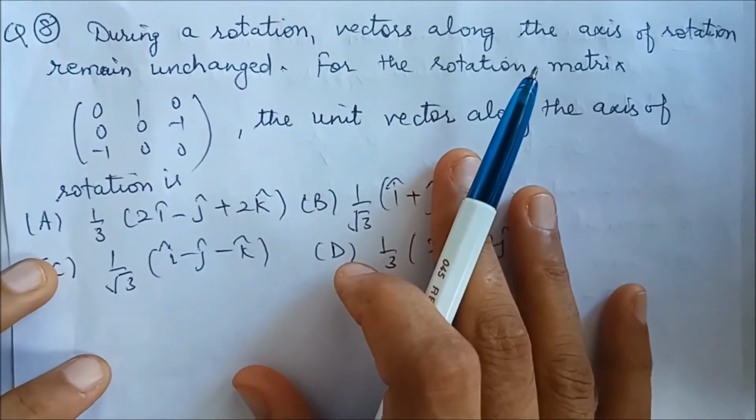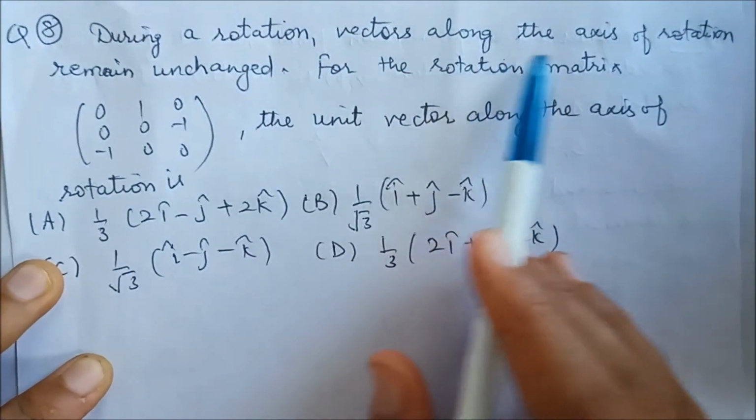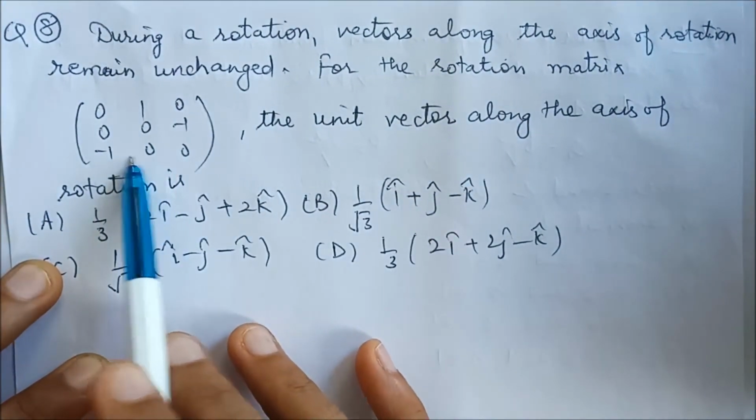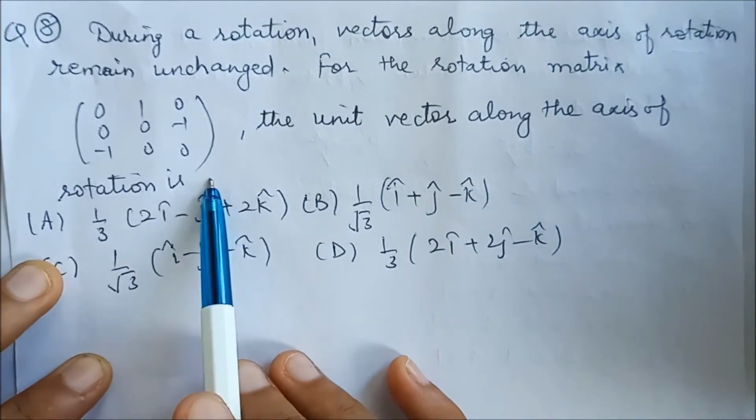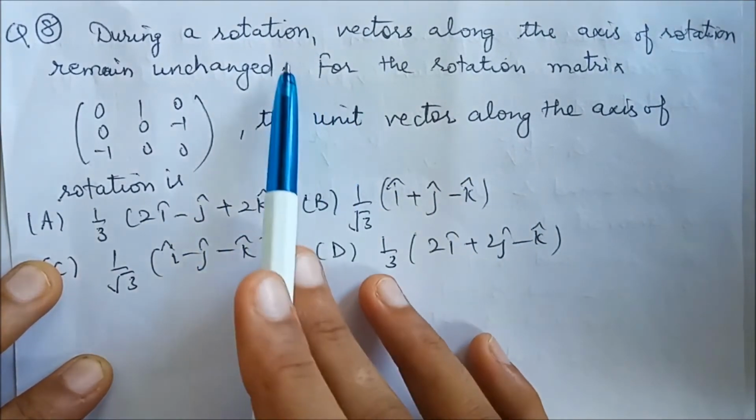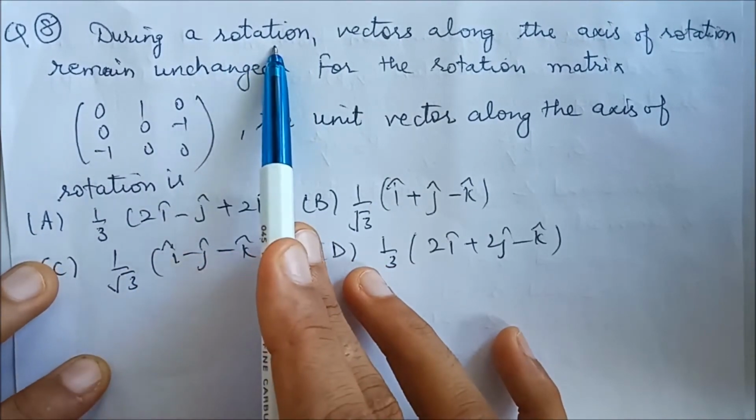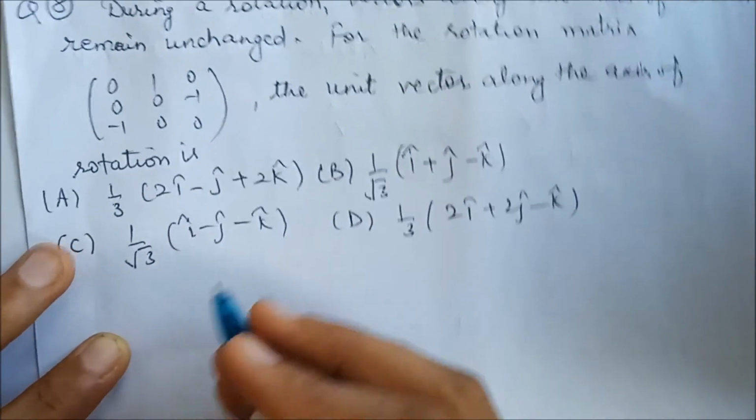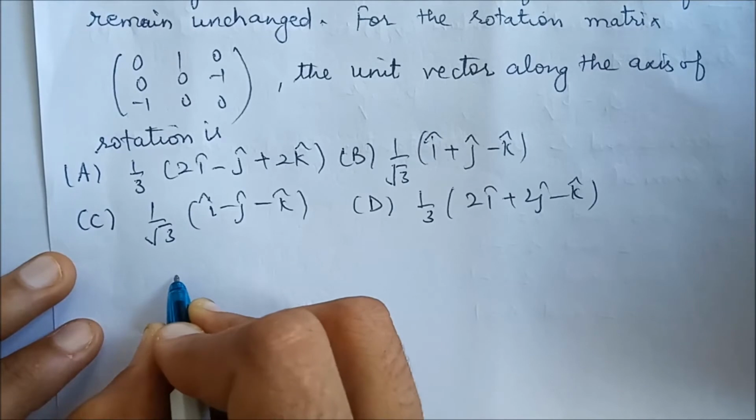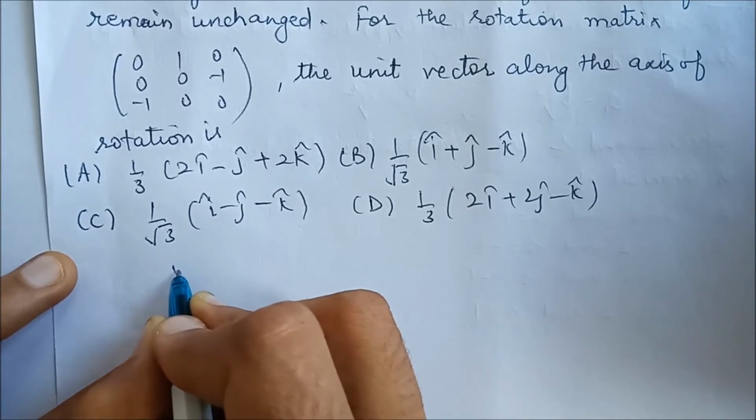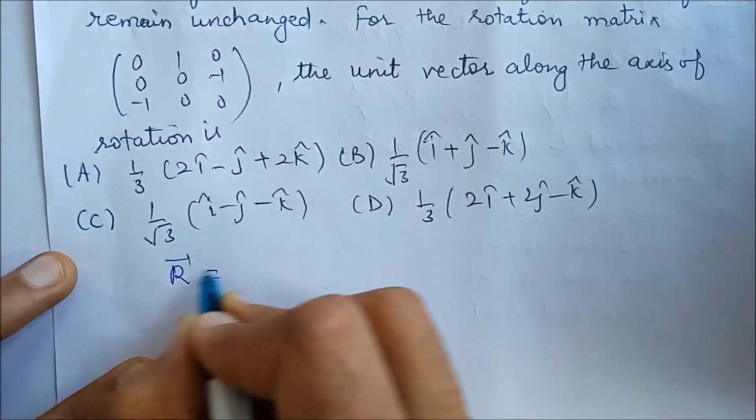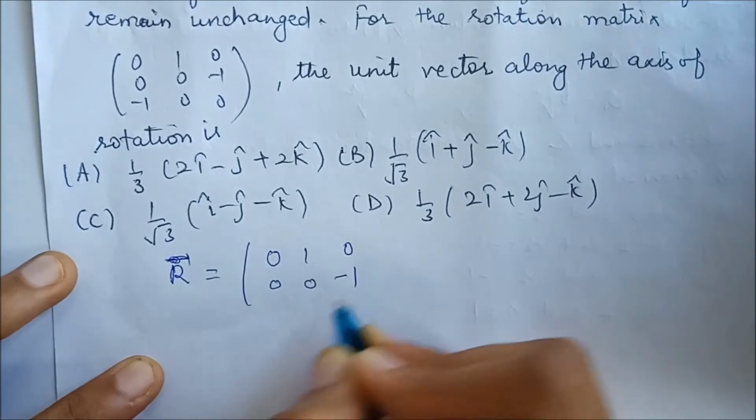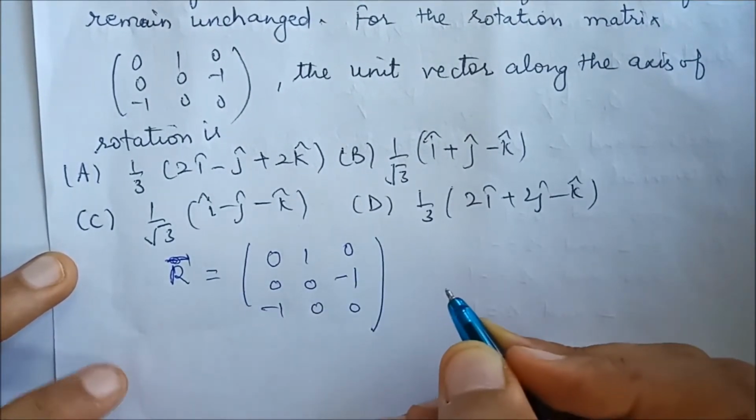Question number 8. During a rotation, vectors along the axis of rotation remain unchanged. For the rotation matrix, the unit vector along the axis of rotation is? So it is given that when this rotation happens, the vectors along the axis remain unchanged, and we are given the rotation matrix. Let the rotation matrix R be 0 1 0, 0 0 minus 1, minus 1 0 0. So this is the rotation matrix.